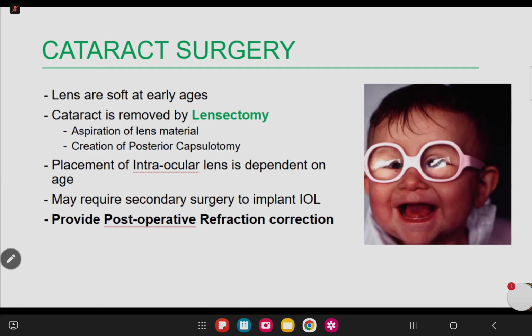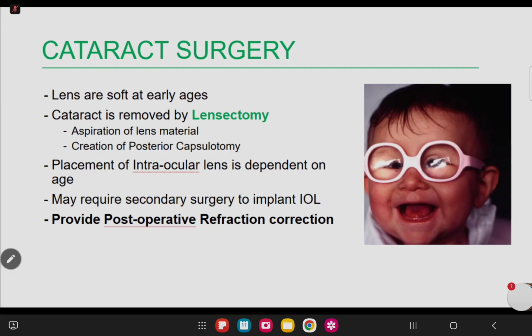So sometimes, to prevent causing further inflammation, we do staged procedures. We then schedule the patient for a secondary surgery to implant the IOL. So we leave the patient aphakic first and have the eye medicated to decrease inflammation. And for the next surgery, we then implant the artificial lens.